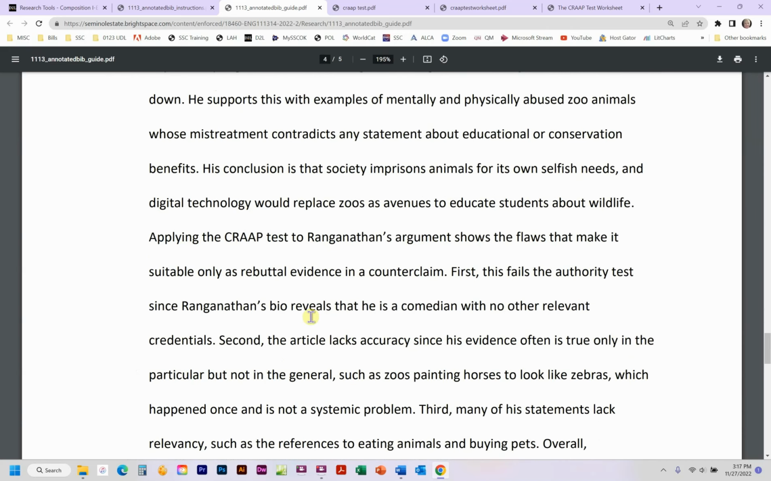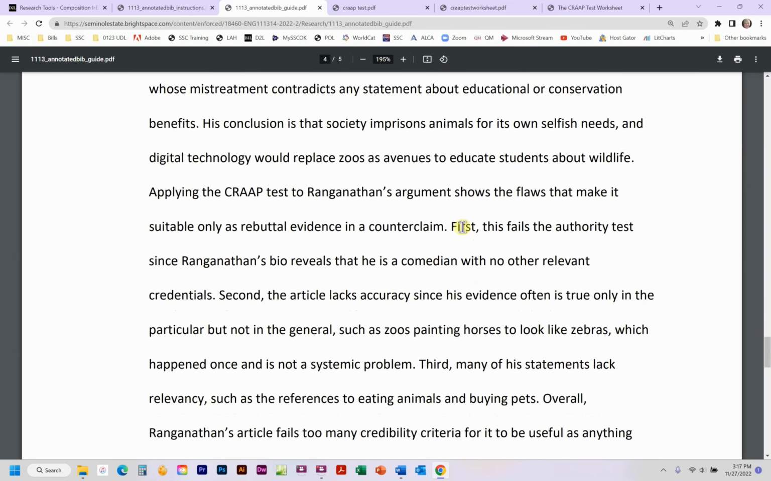And so you'll see, if we look at the evaluation part, you're going to see that. So here's where the conclusion is, right? So now my transition: applying the CRAP test to Raghunathan's argument shows the flaws that make it suitable only as rebuttal evidence for the counterclaim. So I've basically told you right off the bat that this is for the counterclaim. So now 3 sentences that show how it doesn't make those criteria. First, this fails the authority test since Raghunathan's bio reveals that he's a comedian with no relevant credentials.